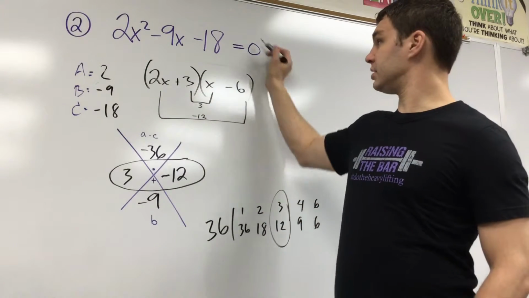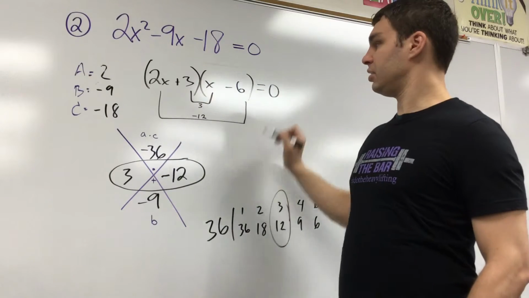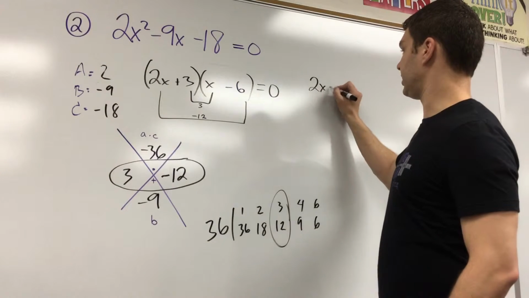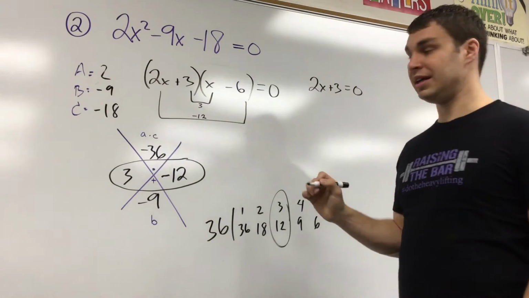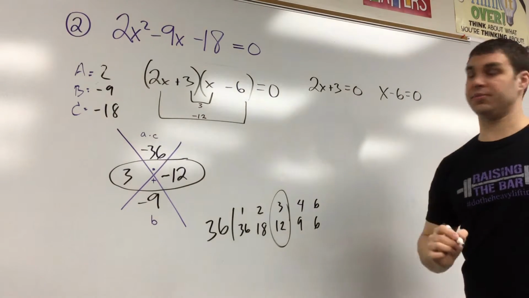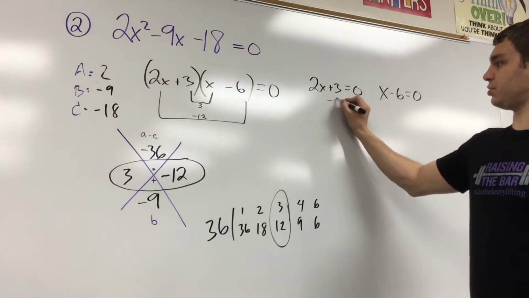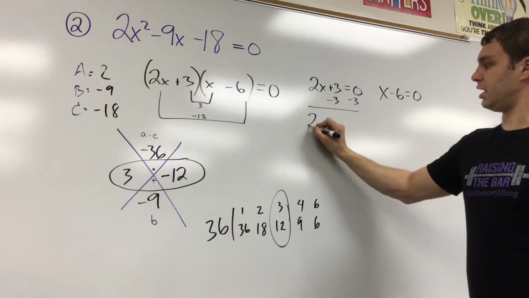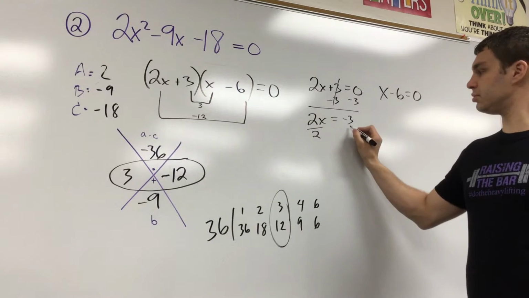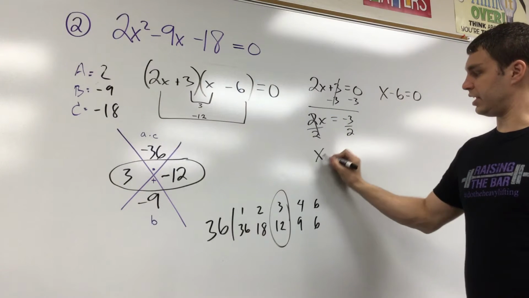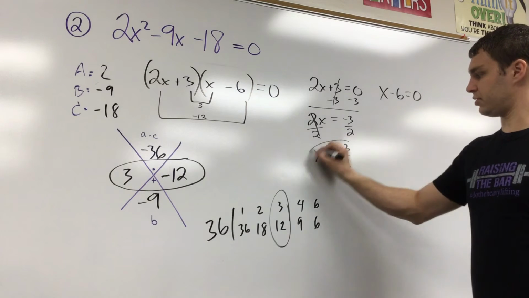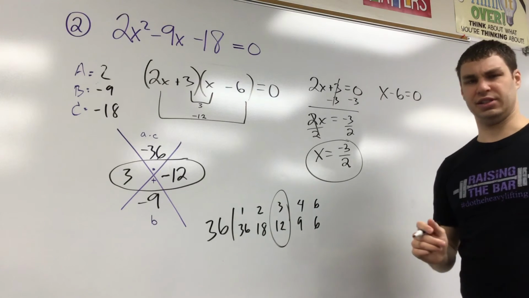Now, I'm not done yet, though, because it still equals 0, all right? So you have to set each of these two parts equal to 0. We're going to have 2x plus 3 equals 0, and x minus 6 equals 0. So this first one, I have to do a couple steps. I'm going to subtract 3 on both sides. I have 2x equals -3, and then divide by 2. 2's cancel, x equals -3 halves. Oops, -3 halves. So you get kind of a fraction there, but that's okay.